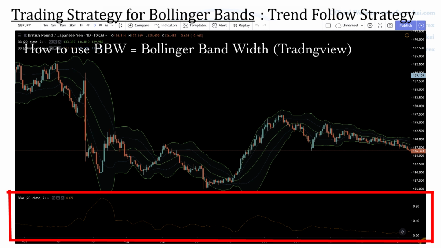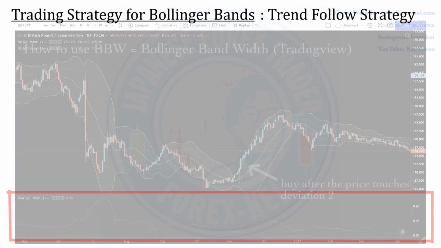And let's look at here, for example. It's squeezing very much, right? And so this tells you that there will be a new trend starting anytime soon. We don't know towards which direction the trend will be, but one thing for sure is there will be a new trend coming. So after you confirm the price touches the deviation 2, you can follow the trend by placing positions at pushbacks or pullbacks, or support or resistance of a trend line.